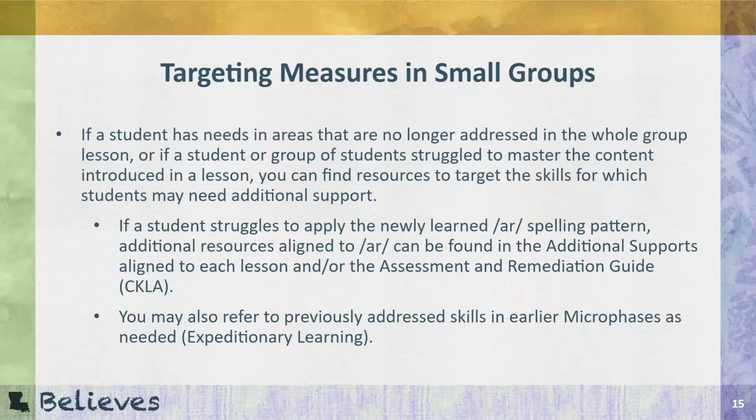And if even more is needed to support the student, there are additional resources found in the assessment and remediation guide. Now, one way to use the assessment and remediation guide is to focus on the skill in which the student needs support. So if they need support reading words with that R-controlled spelling, then you find the activities linked to that. If you're using a program like Expeditionary Learning, you may also refer to previously addressed skills in earlier microphases as needed.